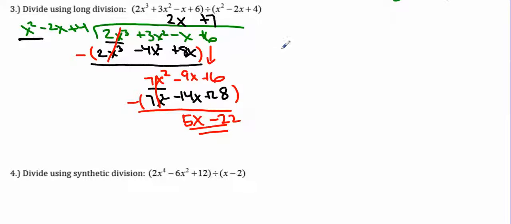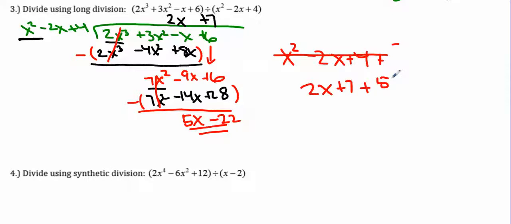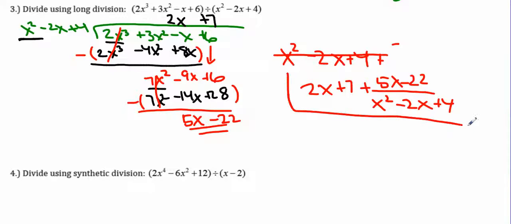So I'm going to write my final answer as 2x plus 7 plus your remainder over your divisor, x squared minus 2x plus 4. And that's our answer.